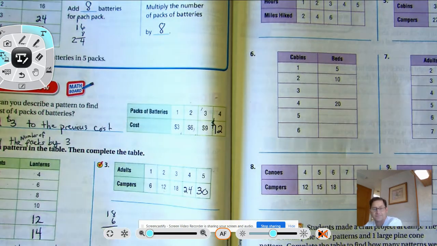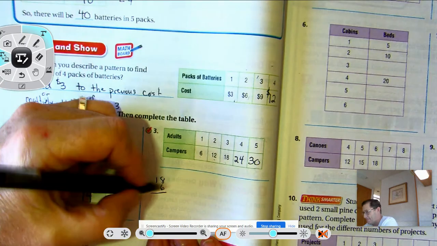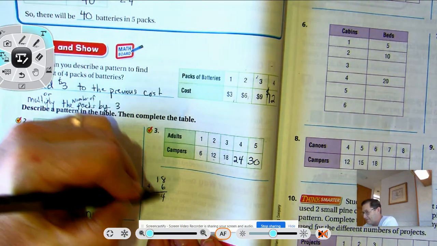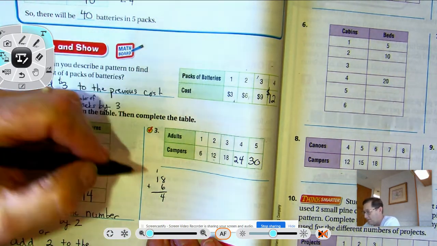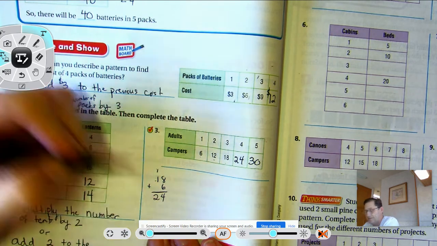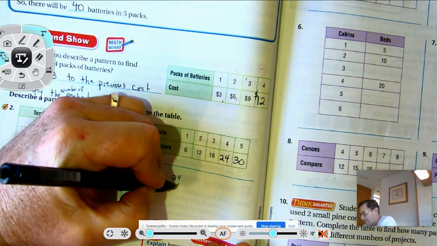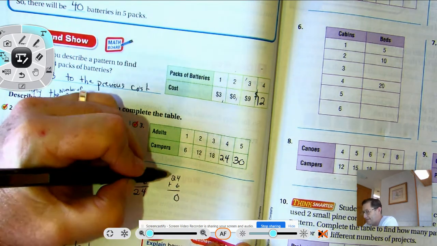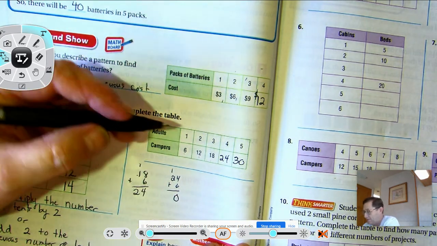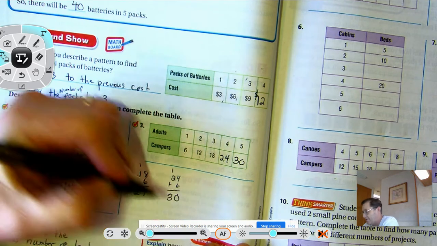Okay, let's show that. 18 plus 6, 8 and 6 is 14. Regroup that as 1 ten and 4 ones. 1 ten plus 1 ten is 2 tens, 24. 24 plus 6, 6 plus 4 is 10. Regroup that as 1 ten and 0 ones. 2 tens plus 1 ten, 30.